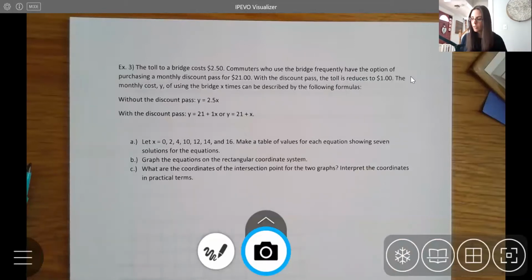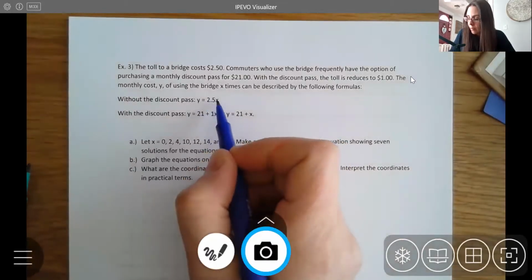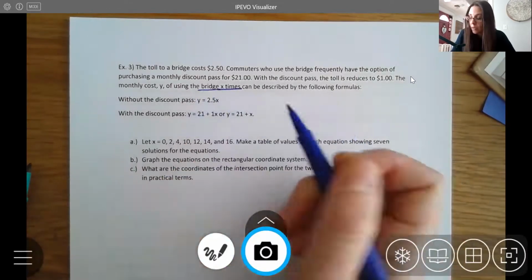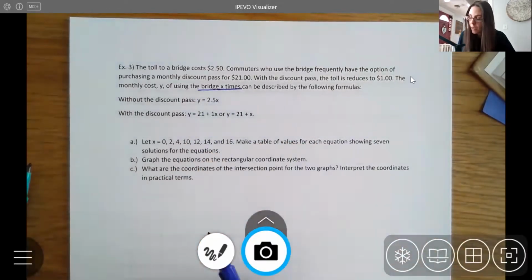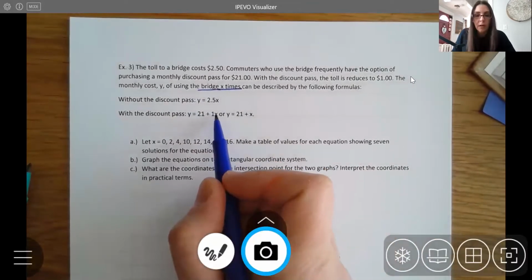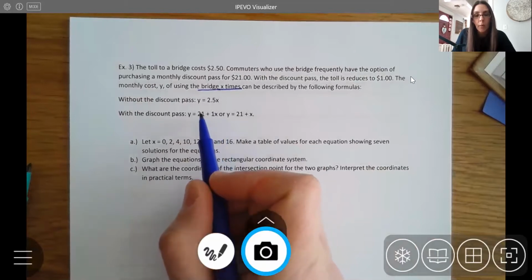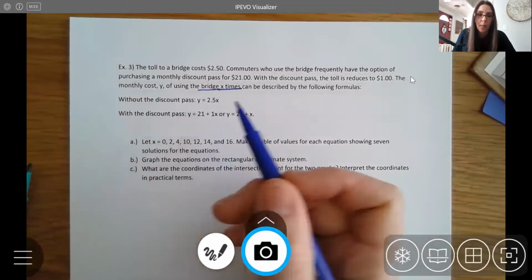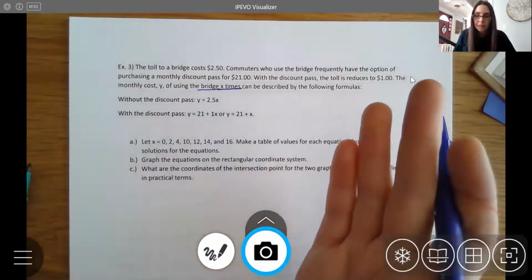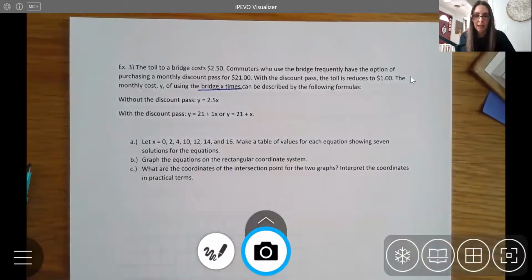So your cost for using the bridge without the pass is $2.50 times X, where X is the number of times that you actually cross the bridge, right? So it's $2.50 times X. If you have the pass, well, it only costs $1 for each time that you cross the bridge, but you pay $21 first for that discount pass. So your formula instead is Y equals 21 plus X. So those are our two cost formulas.